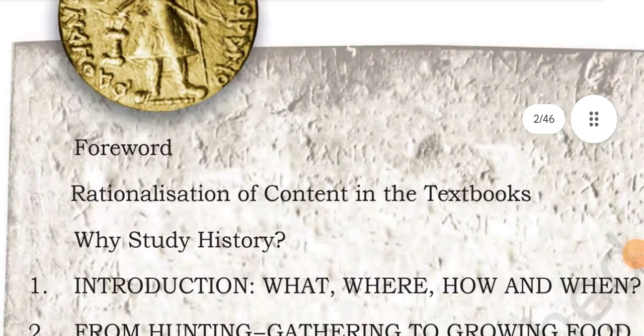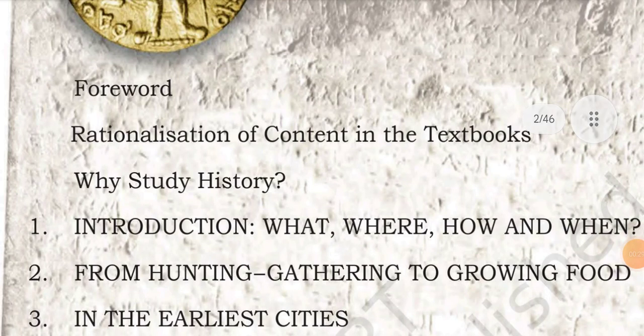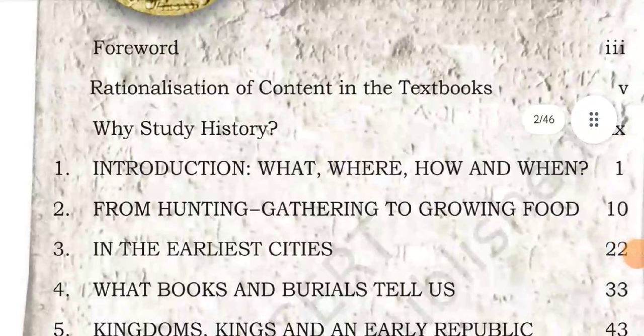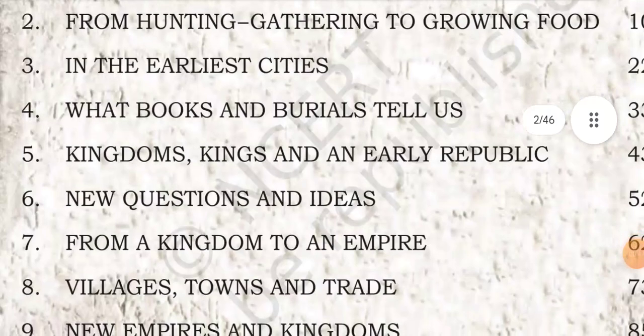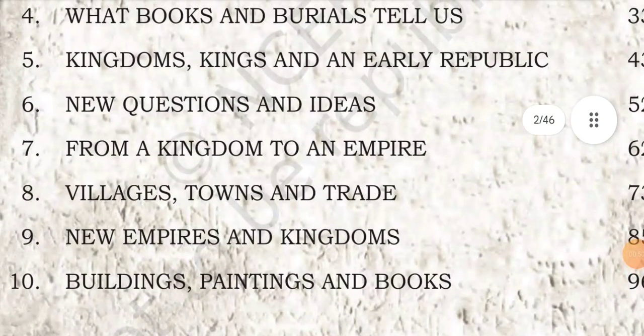Continents. History. Foreword. Rationalization of content in the textbook. Why study history? 1. Introduction: what, where, how and when. 2. From hunting, gathering to growing food. 3. In the past, earliest cities. 4. What books and burials tell us. 5. Kingdoms, kings and an early republic. 6. Ashoka, questions and ideas. 7. From a king to an empire. 8. Villages, towns and trade. 9. New empires and kingdoms. 10. Buildings, paintings and books.